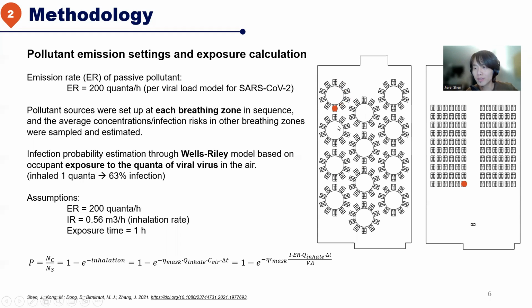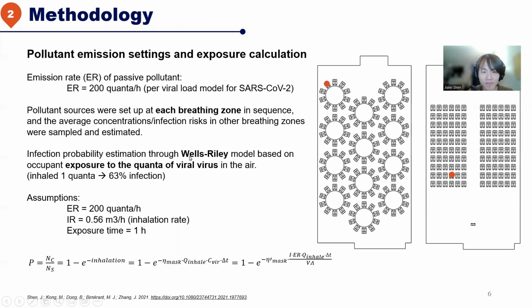Because we have 120 people in the space, we set up the pollutant source at each location of people. Then for each source, we calculate the exposure to these pollutants at all other locations. So we are going to have 120 pollutant sources, and for each source, we are going to have 120 receivers. This will give us over 14,000 data sets of readouts. The pollutant sources are set up at the breathing zone.